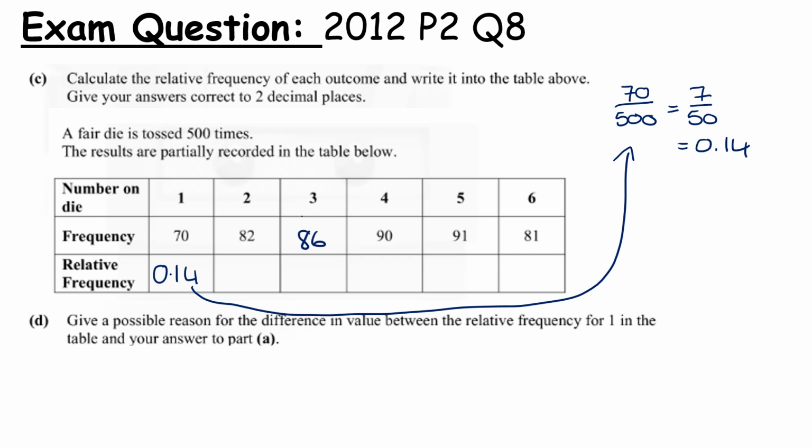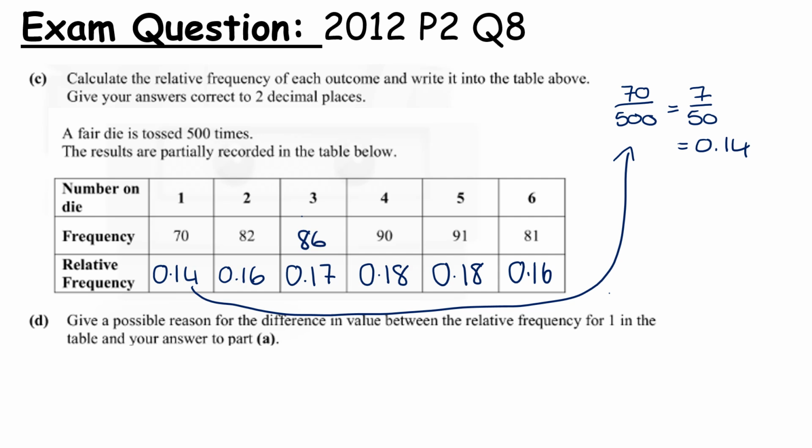So for 2, it's 82 out of 500. So that is 0.164, which is just going to round to 0.16. Then we get 86 divided by 500, and that gives us 0.17. And then we get 90 divided by 500. That gives us 0.18. 91 divided by 500. And that gives us 0.182. We round that to 0.18. And finally, we get 81 divided by 500. And that gives us 0.16.